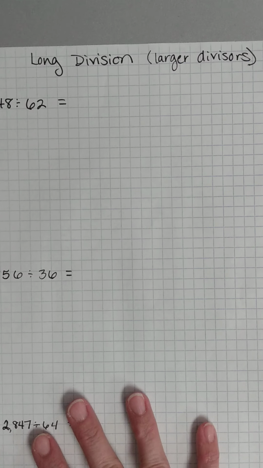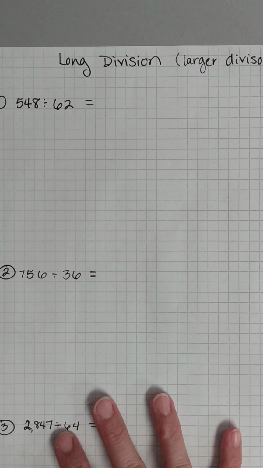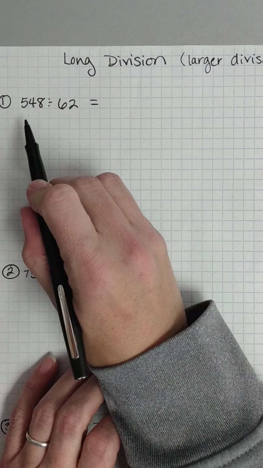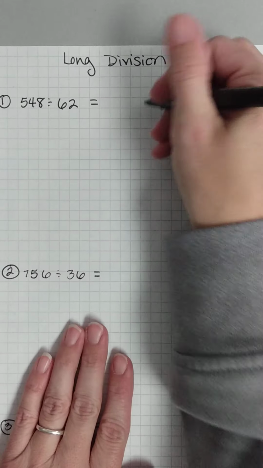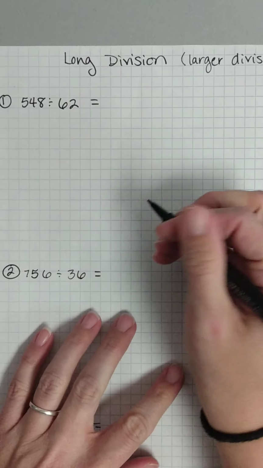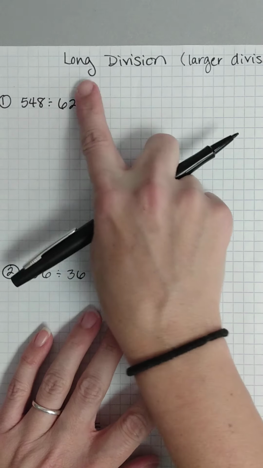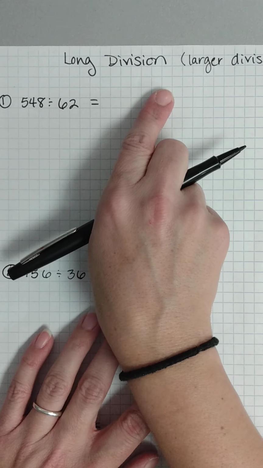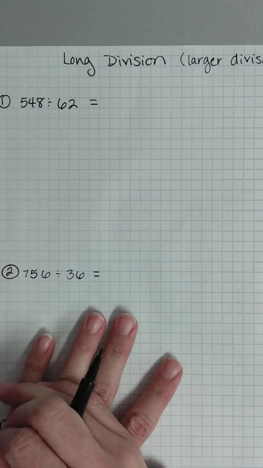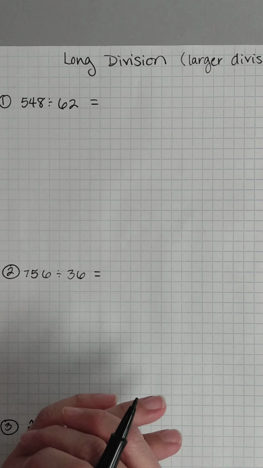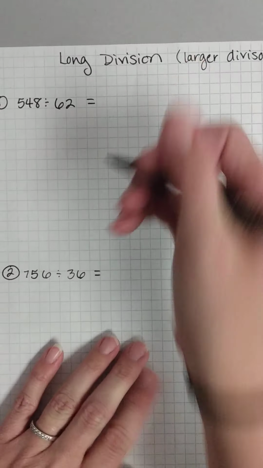We're going to use larger divisors today, so getting larger than one digit. We're first going to start with this problem, 548 divided by 62. You might hear me also refer to long division as the traditional way of solving math. This is the way that I was taught in school, maybe your parents, and if this method works for you, then please continue to use it. I will also show you some other methods as well that you can try and use, but let's get started.